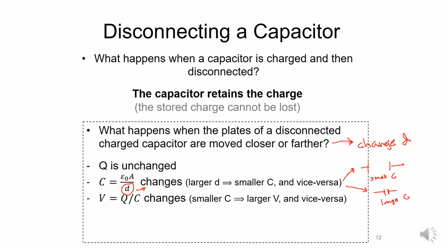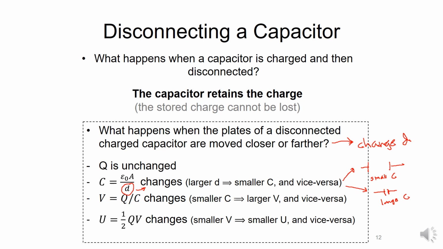So what happens to the rest of the quantities? Let's look at the potential difference. Potential difference V equals Q over C. That's the equation for capacitance. So if C is getting smaller or bigger, then V will get bigger or smaller. A smaller capacitance leads to a larger potential difference. So we still have the capacitor charged and disconnected, and we are just moving the plates further or closer apart. We see that the amount of charge is unchanged, but the capacitance can be changing and the potential difference can be changing.